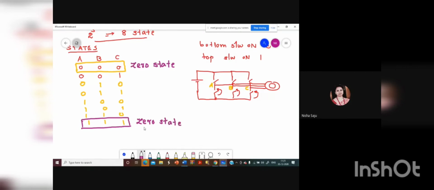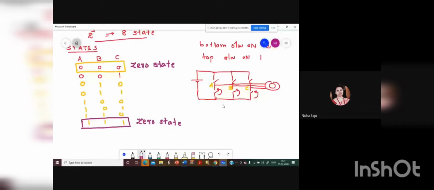That is, either you can have the bottom switches on, or you can have the top switches on. If the top switches are on, the poles A, B, C are shorted to the top part. If the bottom switches are on, that means the 0, 0, 0 combination, so the poles are shorted to the bottom. So you have two conditions: either the poles can be shorted to the top rail, or the poles can be shorted to the bottom rail.